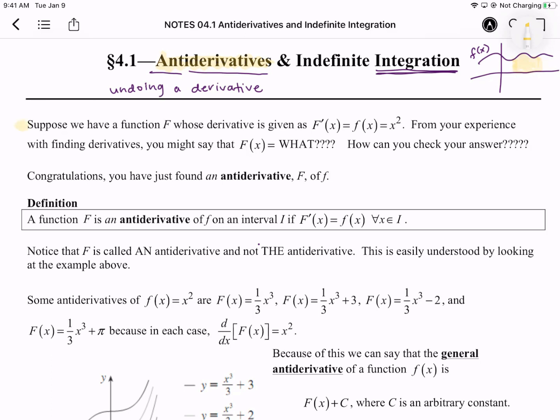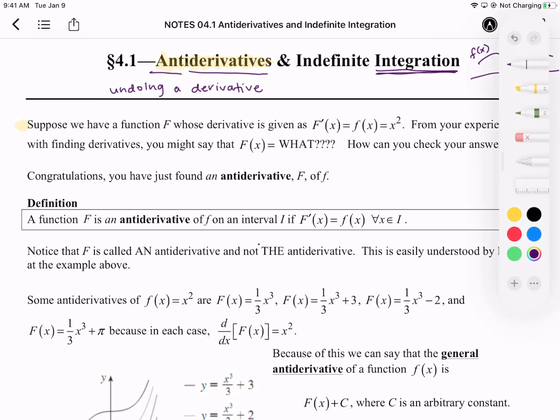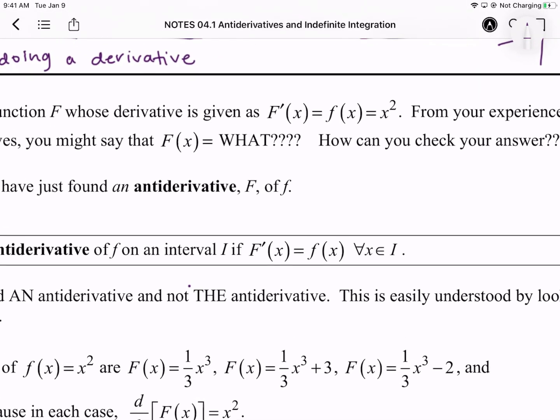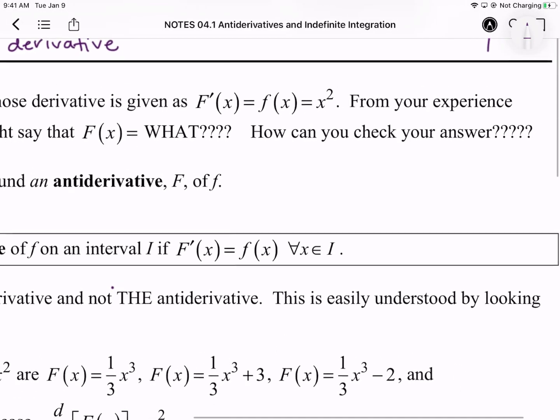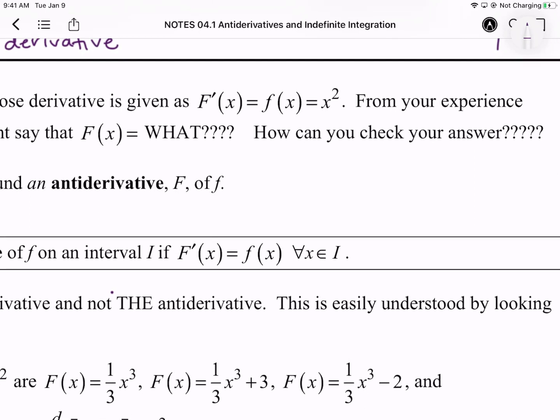Suppose we have a function f whose derivative is given as big F prime equals f of x equals x squared. From your experience with finding derivatives, you might say that big F of x equals what? So let's try to figure out what big F equals. We're going to use a guess, check, revise method. We're going to come up with some guess, we'll check it, and then we might need to revise. And then in the end, we're going to smile because we love calculus.